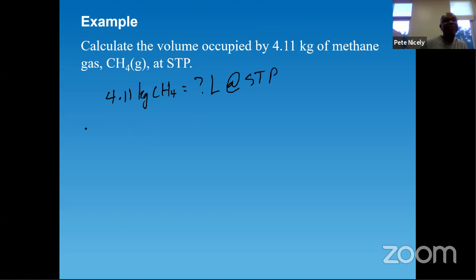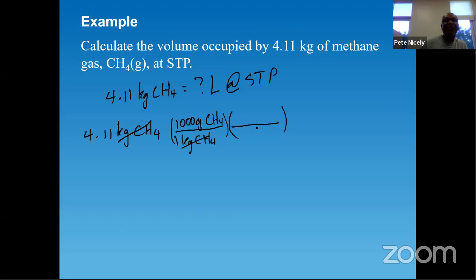So the way I would go about this is that I would start off with the 4.11 kilograms of methane, and then I would convert this to grams. We know that 1 kilogram of methane is equal to 1,000 grams of methane, so this unit cancels out with this unit. The next step is to convert from grams of methane to moles of methane. So we're going to have 1 mole of methane here, and down here we're going to have the grams of methane, which would be the molar mass.